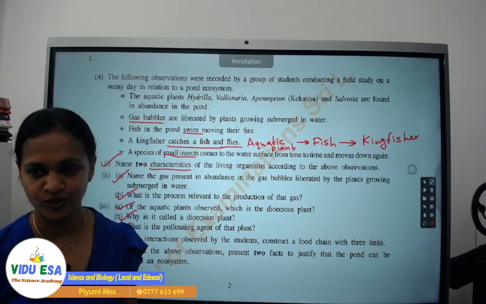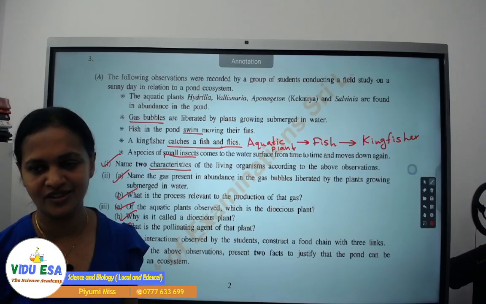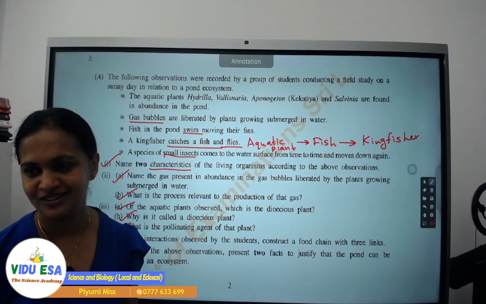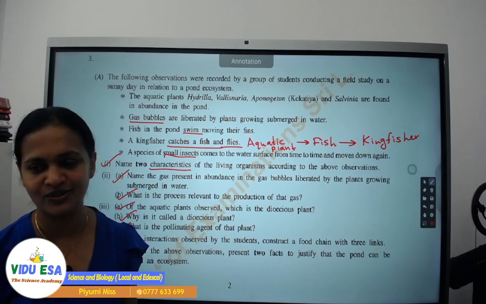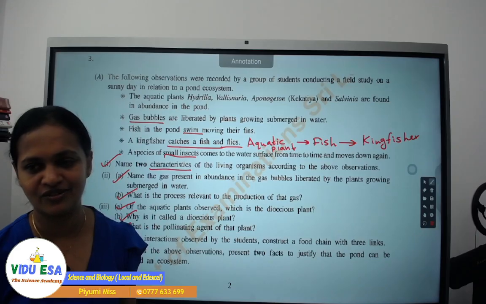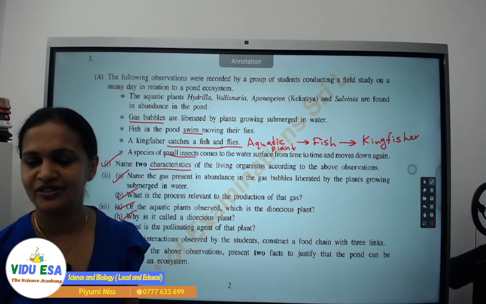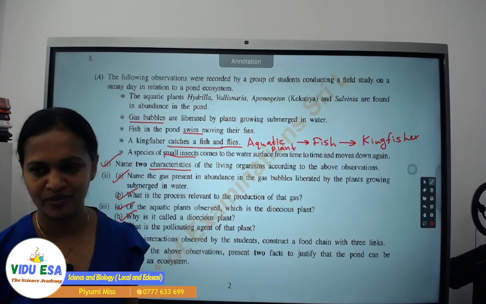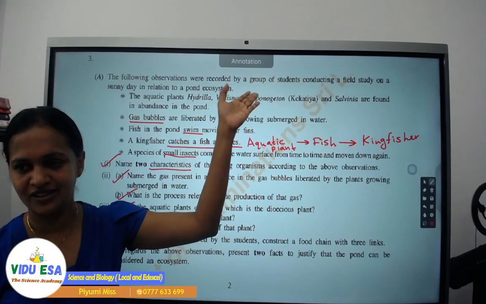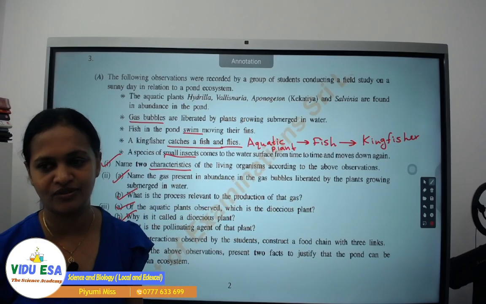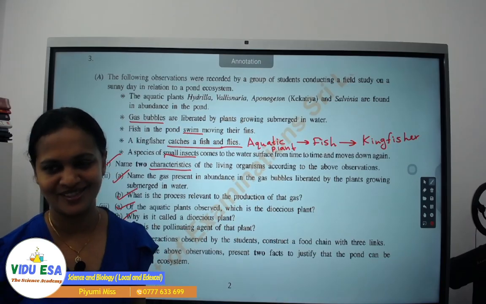Because a food chain always starts with the producer. Insects are not producers. A food chain should always start with a producer. That is most probably a green plant. Or even algae can be considered. These are not plants, but these are producers. Phytoplankton, algae. But here you are given a set of aquatic plants. You have to start with an aquatic plant always. You have to start with the producer always.